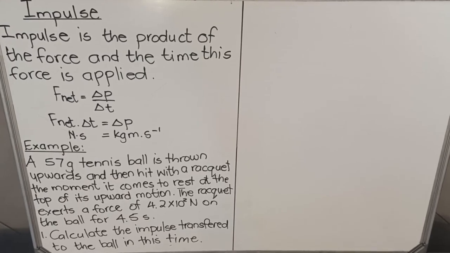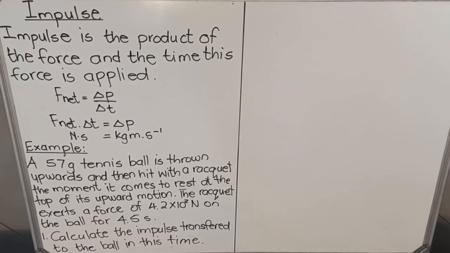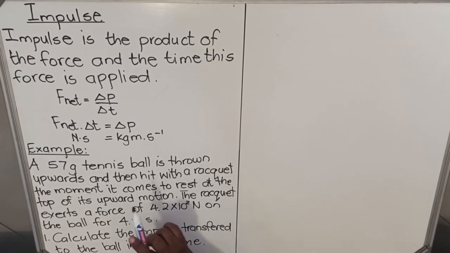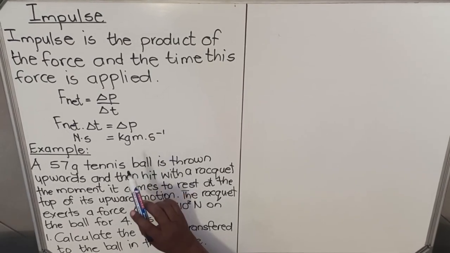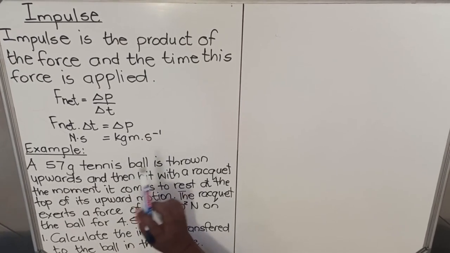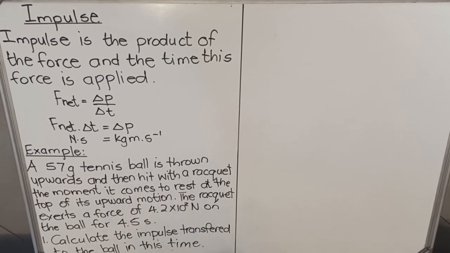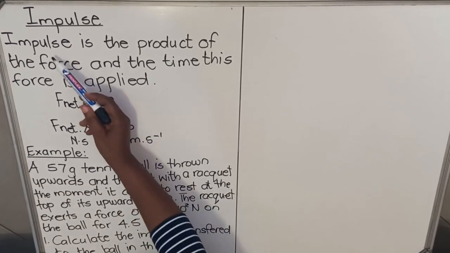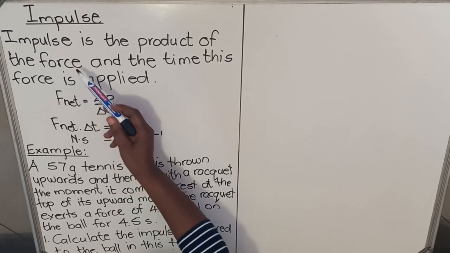Hello everyone, in this lesson we're going to look at impulse. We're going to start with a definition. The definition says impulse is the product of the force and the time this force is applied. Okay, what are they saying? They're saying it's the product, meaning that you multiply the force and the time.